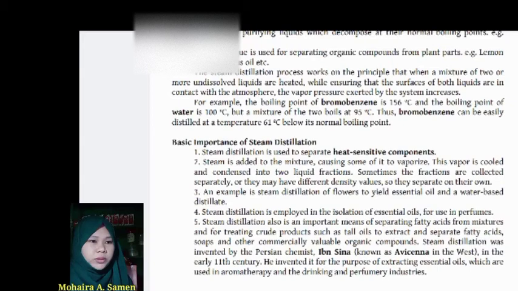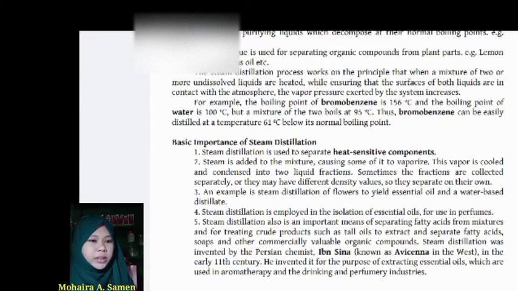We have here also the basic importance of steam distillation. Number 1, steam distillation is used to separate heat-sensitive components. Number 2, steam is added to the mixture, causing some of it to vaporize. This vapor is cooled and condensed into two liquid fractions. Sometimes the fractions are collected separately, or they may have different density values, so they separate on their own.